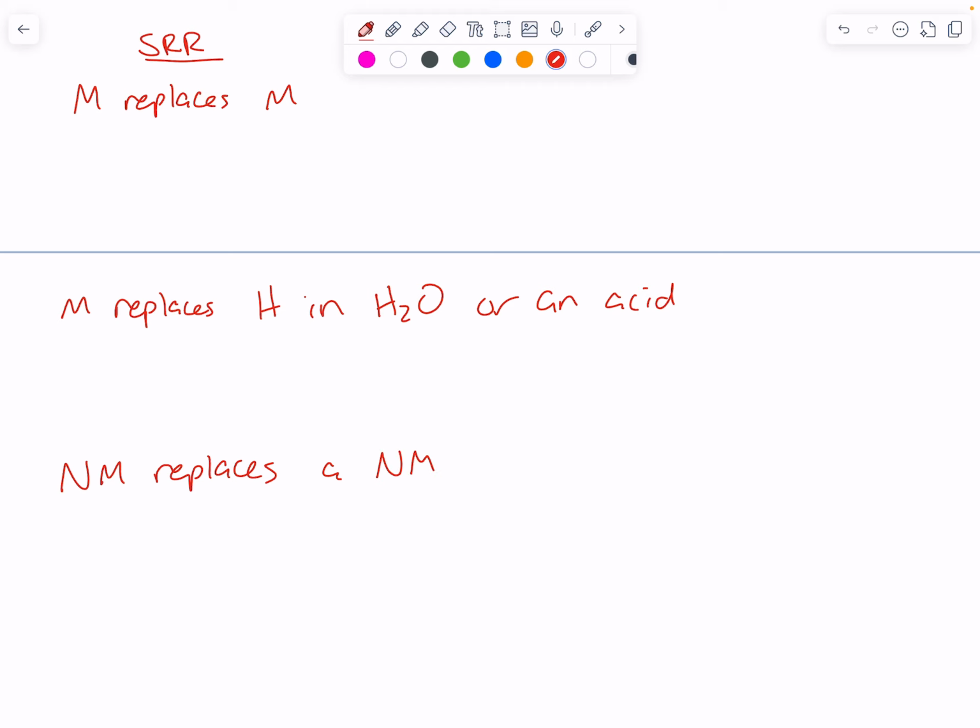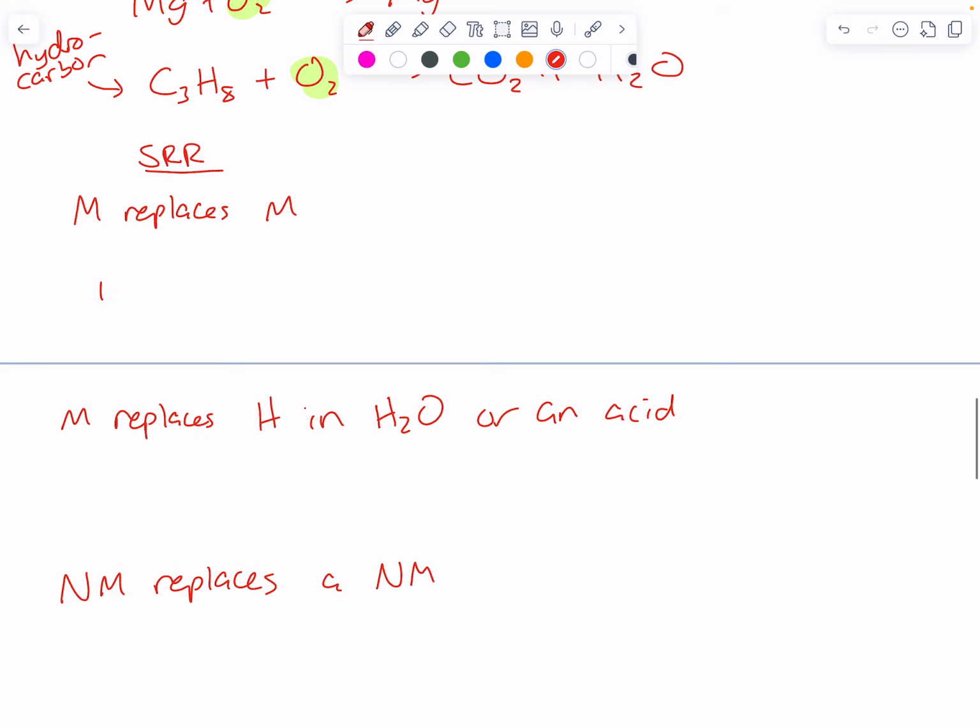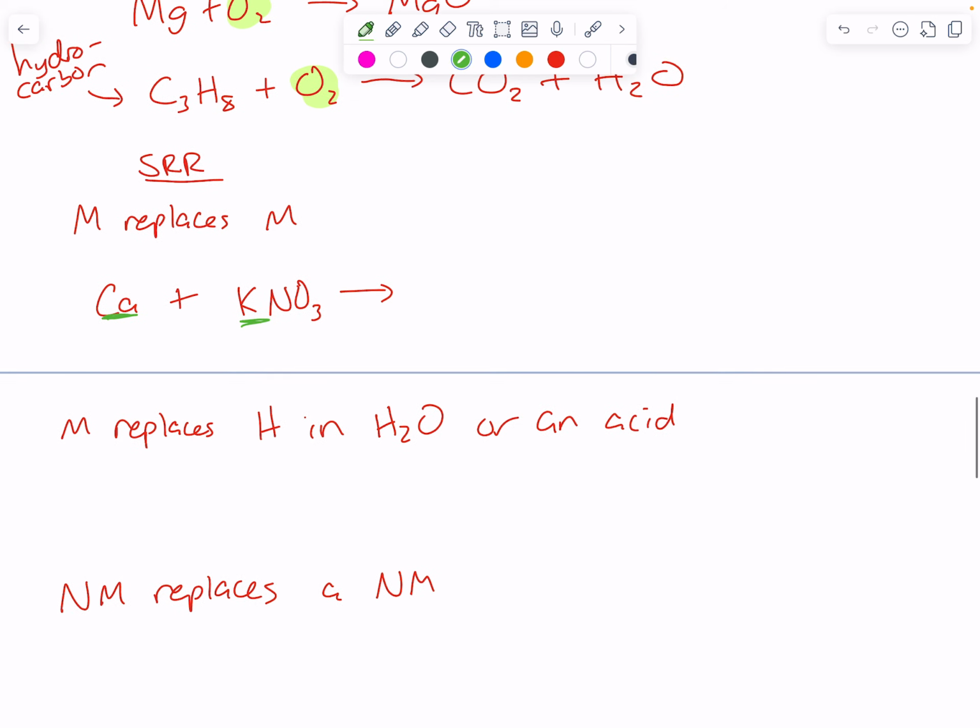What does a metal replacing a metal look like? The single guy that I have, calcium, I keep using aluminum for some reason, is going to try to replace another metal in a compound. Potassium with NO3, that's fine. Again, can calcium replace potassium?